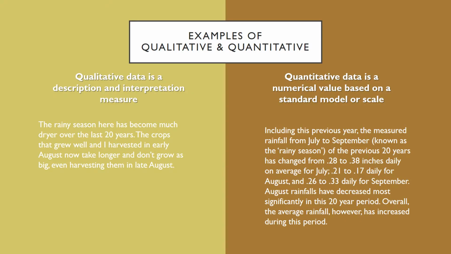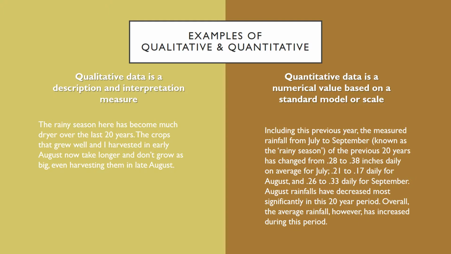Here is a way to consider a qualitative versus quantitative approach to tracking. Given the same period of time, we will look at how rainfall is thought about and experienced in a qualitative evaluation. The rainy season here has become much drier over the last 20 years. The crops that grew well and I harvested in early August now take longer and don't grow as big, even harvesting them in late August.